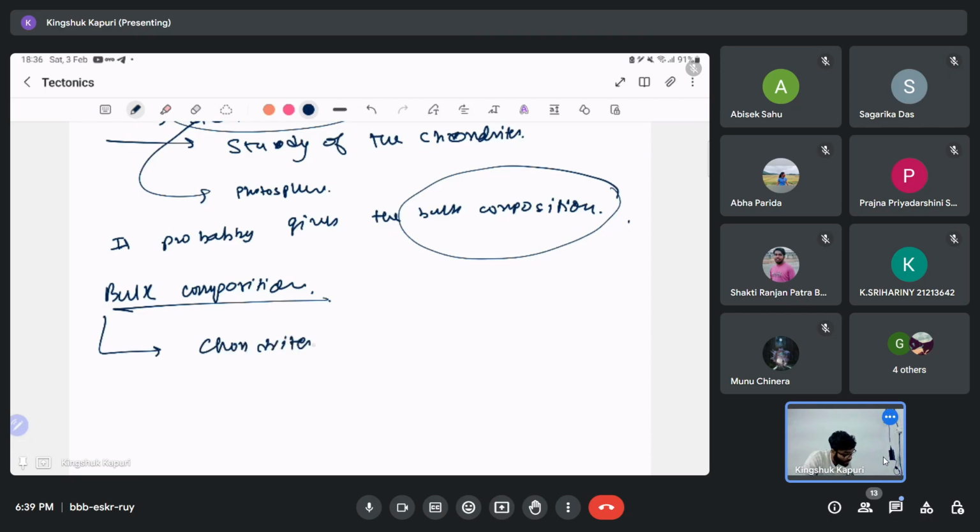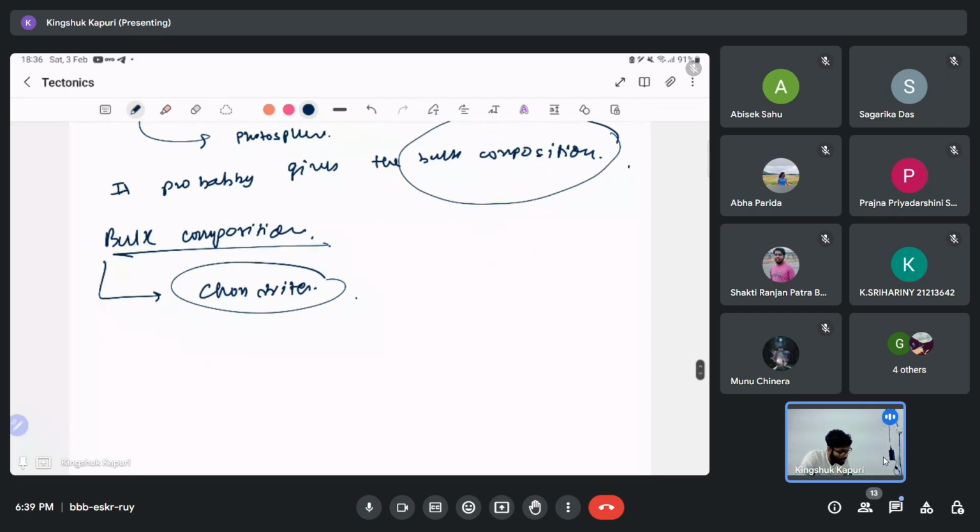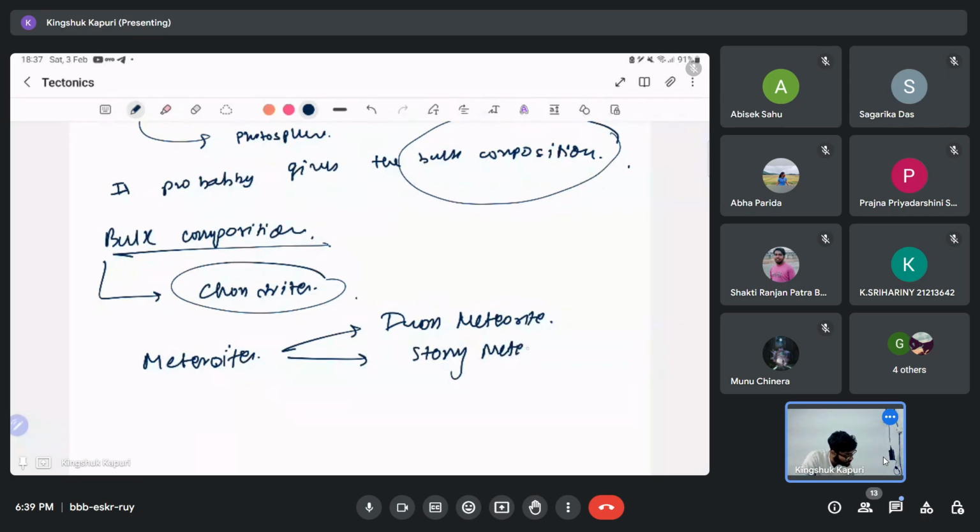So yes, you are right, anyone can answer. In the chondrites we basically see the chondrules. Now what are these chondrule particles? So basically we know meteorites are of three types. One is the iron meteorite, second is the stony meteorite, and third one is the stony iron meteorite.